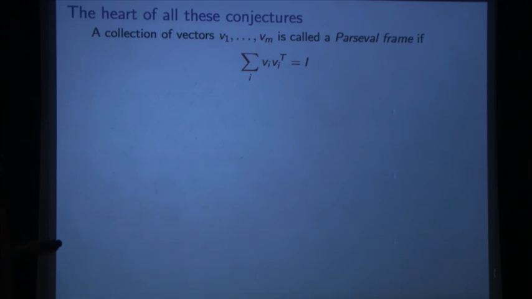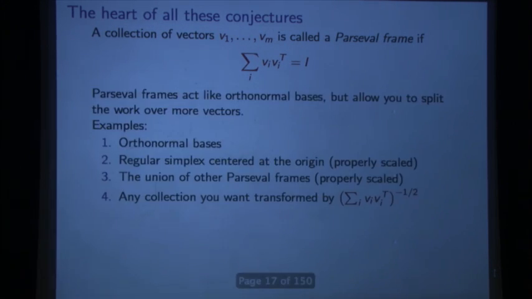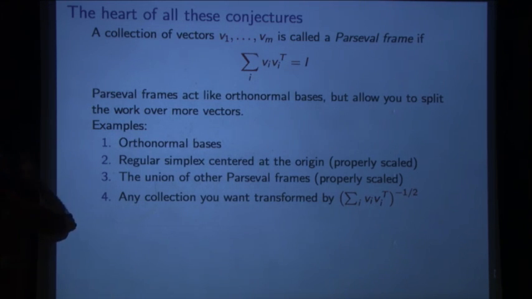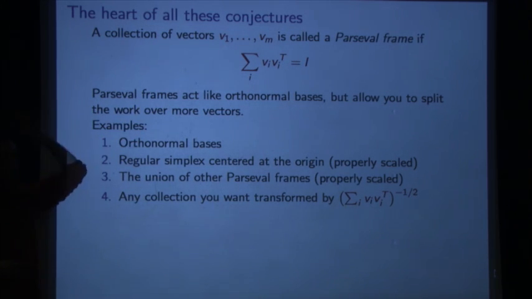So let me tell you what's really at the heart of all of these conjectures. And let me tell you what a Parseval frame is. A Parseval frame is a collection of vectors whose outer products sum to the identity. And obviously, an orthonormal basis is a Parseval frame, and Parseval frames are constructed to act like orthonormal bases, but it allows you to split the work over more vectors. So you might want some redundancy in your measurements, and so you don't use just n vectors, you use maybe 2n or 4n or something like that. But the idea is that you want them to reconstruct the original vector.